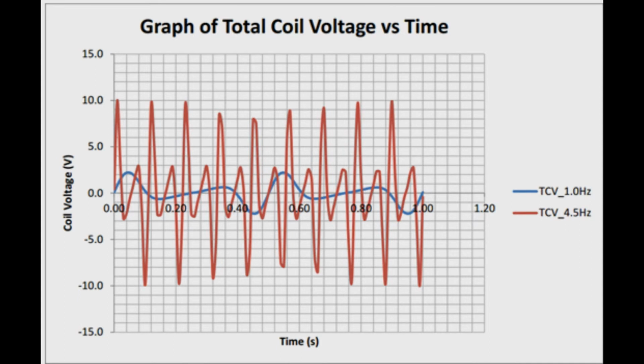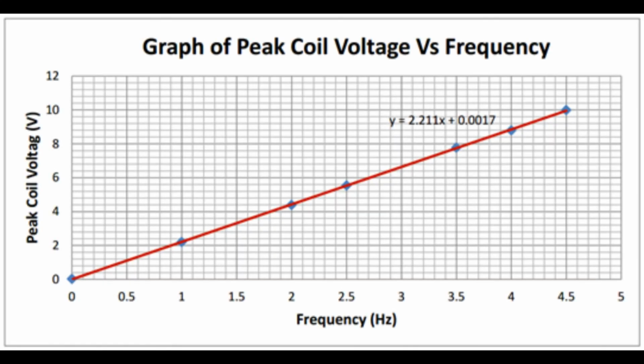Extrapolating the points, it is seen that the induced coil voltage is much higher at higher frequencies of oscillation as compared to lower frequencies of oscillation of the magnet. The peak coil voltages obtained were plotted against their respective frequencies of oscillation. As seen, a linear relationship was obtained, and this coincides with Faraday's law of electromagnetic induction.